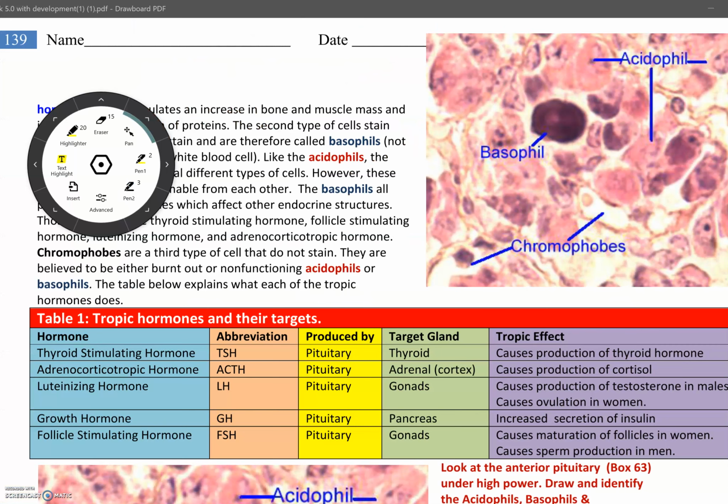This table's in your lab book. It has the tropic hormones. I didn't put prolactin on here. It has their abbreviation because they're commonly just abbreviated. What makes them, their target organ, and their effect. I suggest for all of these hormones, you make a table like this. We don't need to know what its target is. We need to know the hormone name, production, and the tropic effect, or just general effect.